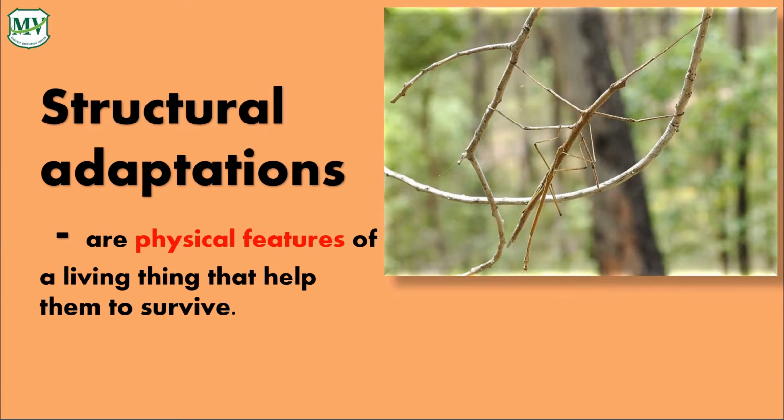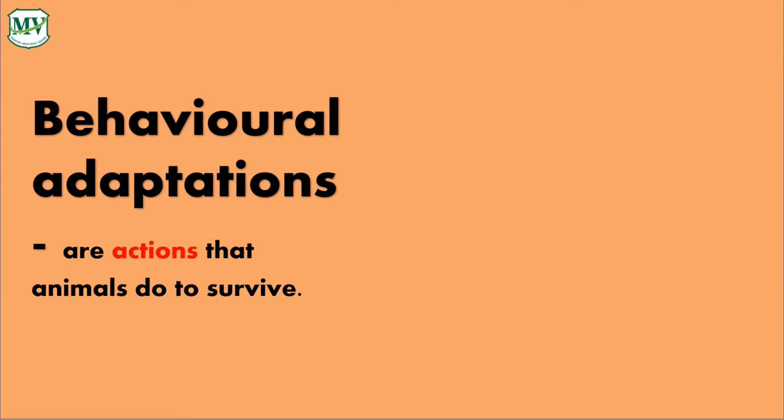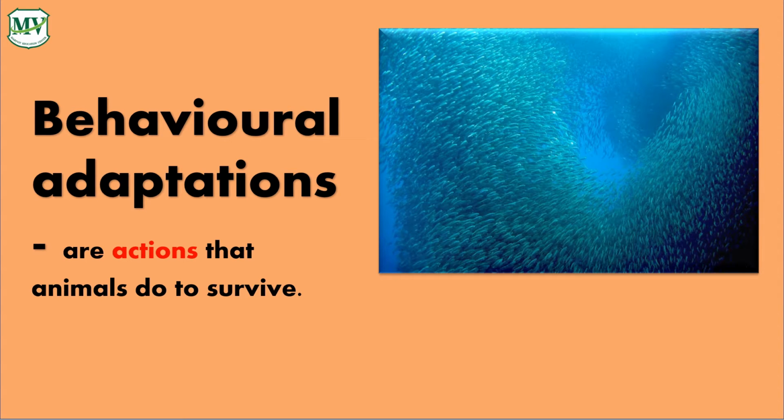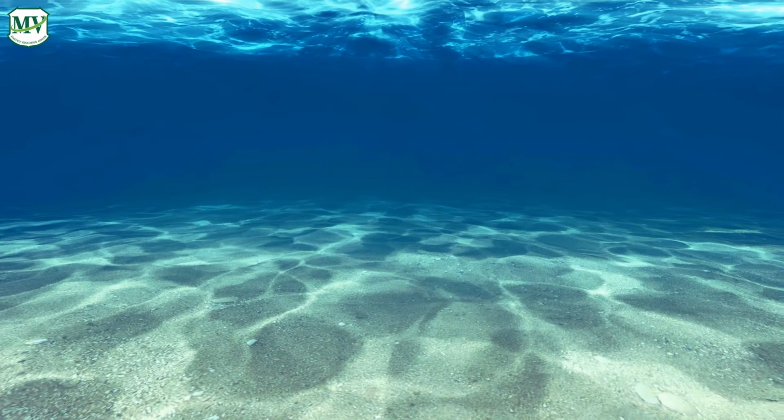Structural adaptations are physical features of a living thing that help them to survive, just like the stick insects. They blend into their surroundings to escape from predators. Behavioral adaptations are actions that animals do to survive, just like the fishes. They swim in a large group to protect themselves from predators. Now, let's take a look at the different adaptations of animals.